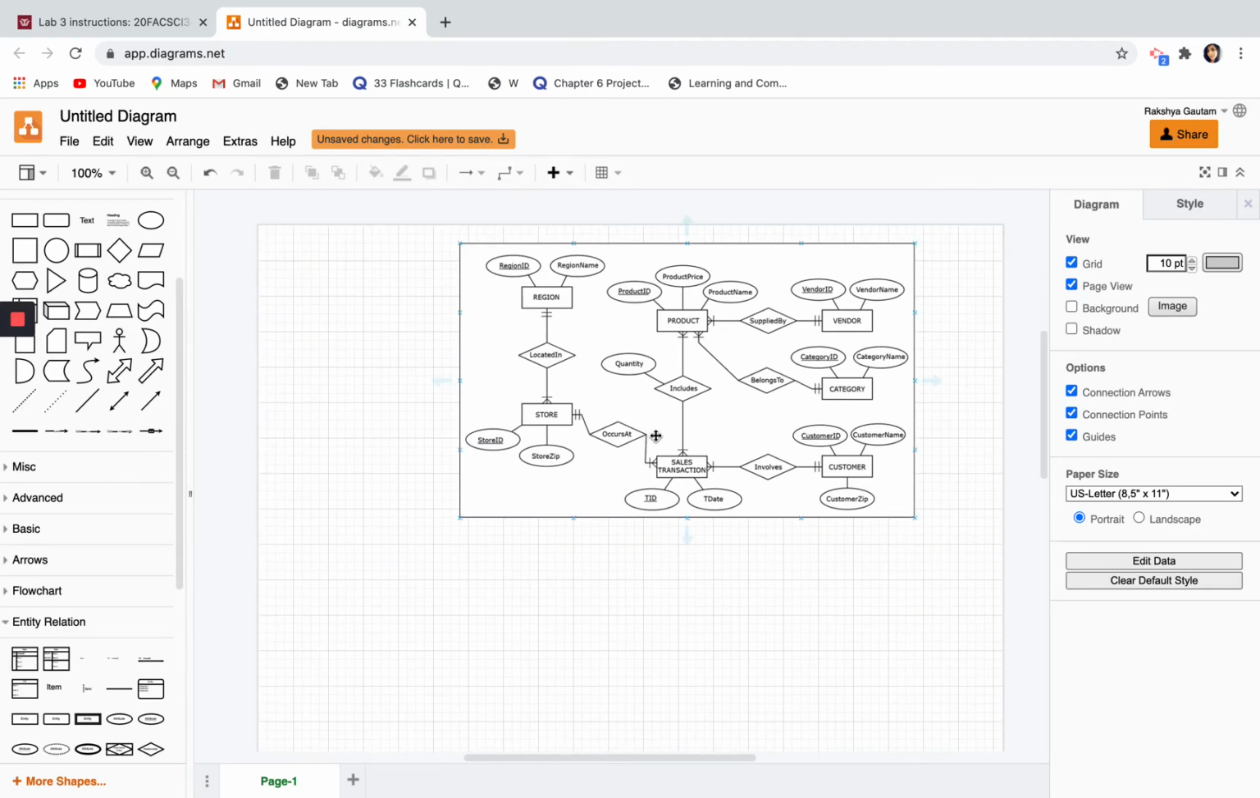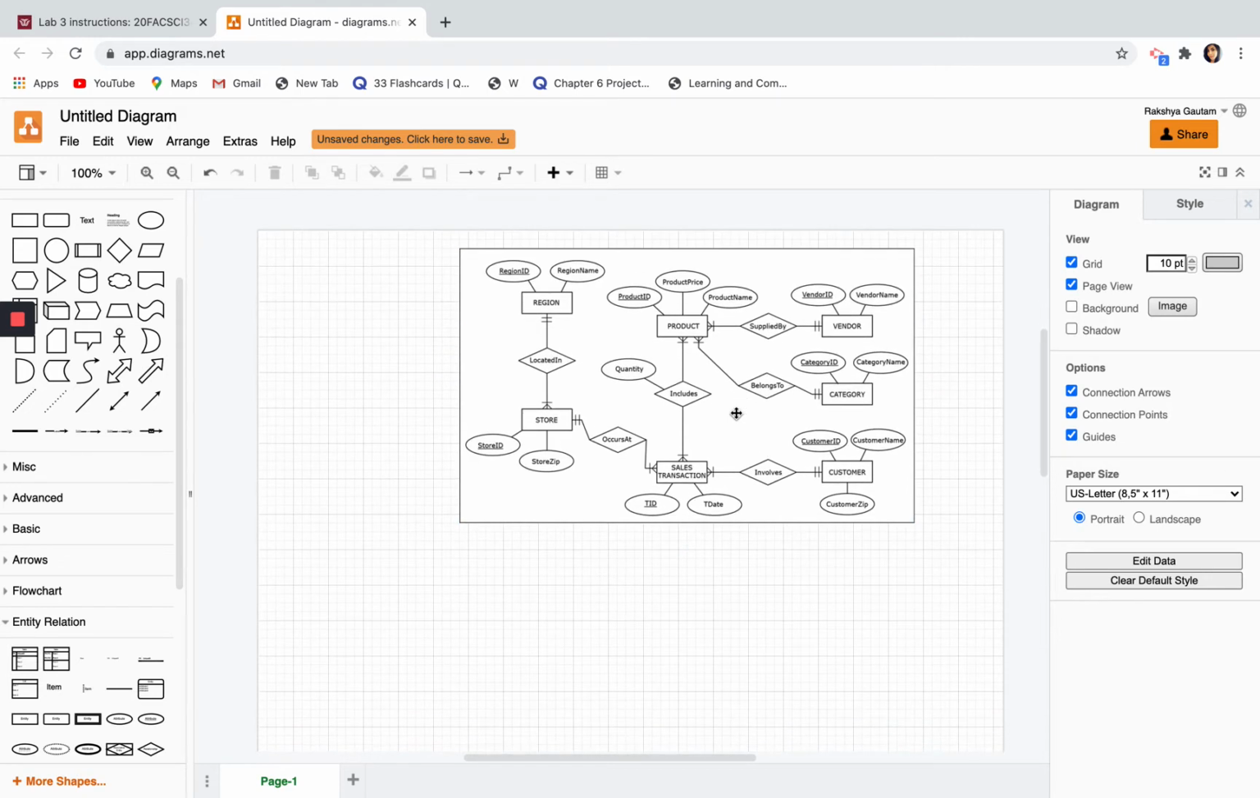Today we are going to make a relational schema from the given ER diagram. The given ER diagram is from the Jaigi retail. Over here we can see we have eight different entities: region, store, sales transaction, product, vendor, category and customer.